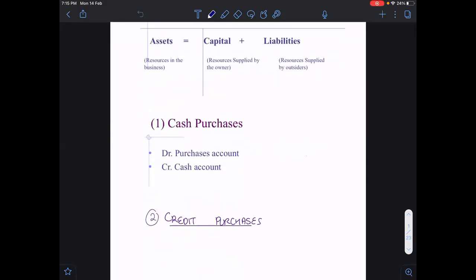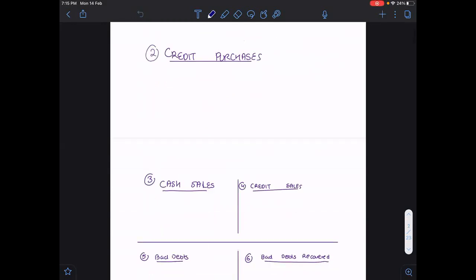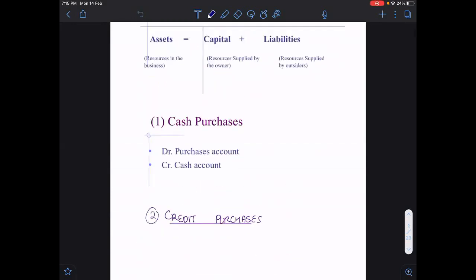Cash purchases entry is debit purchases account, credit cash account. Purchases account in which ledger? Purchases account in general ledger. General ledger का दूसरा नाम? Nominal ledger. Okay, very good.